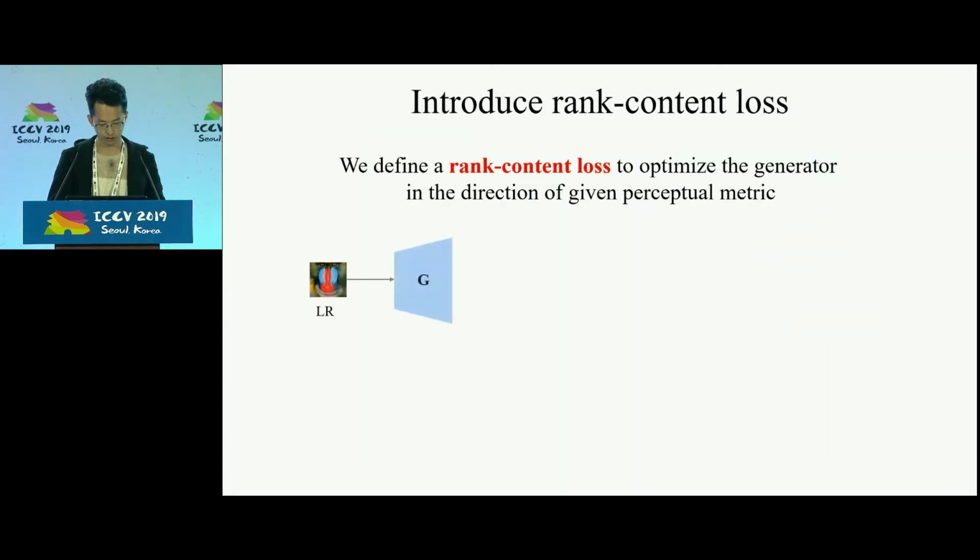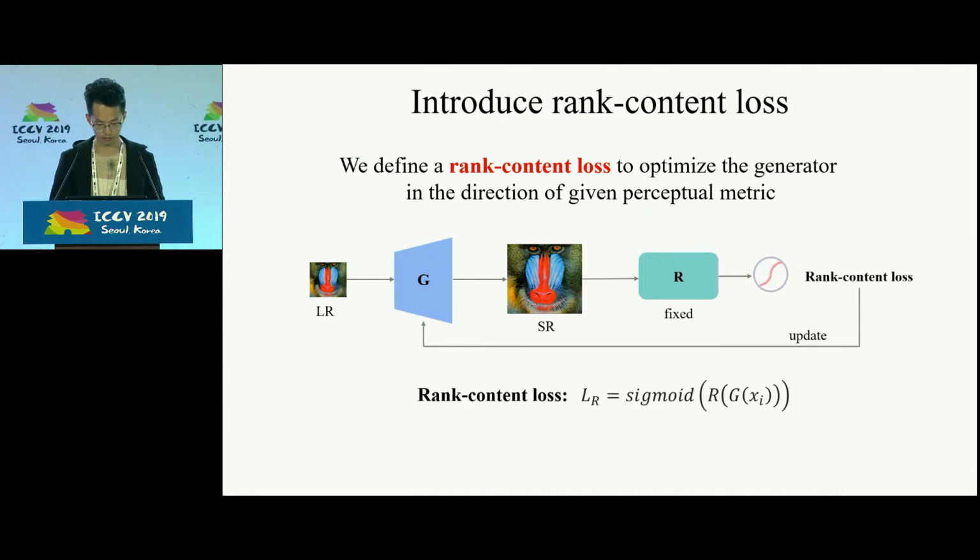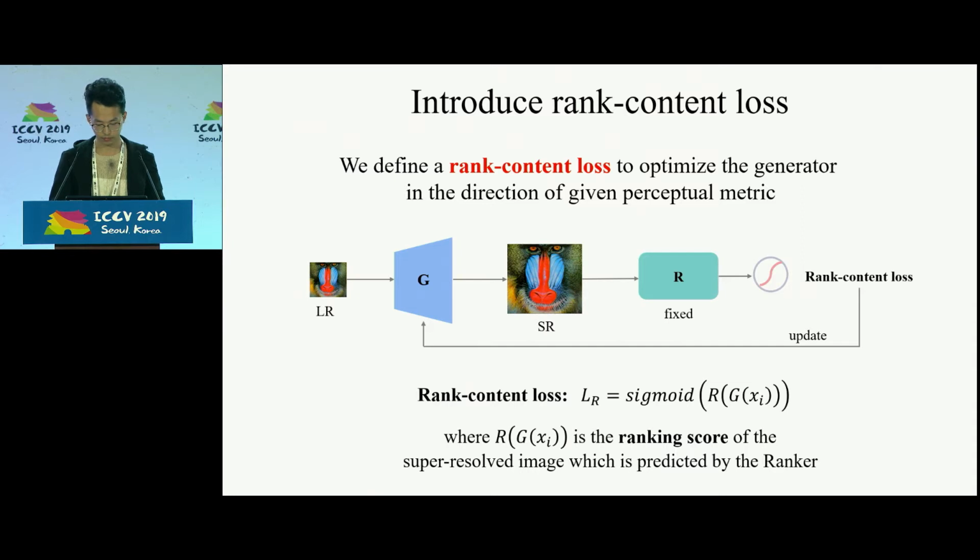Furthermore, we define a rank content loss to optimize the generator in the direction of the given metric. The fixed ranker can produce a ranking score for the output SR image. Then the gradients can be backpropagated to the generator.